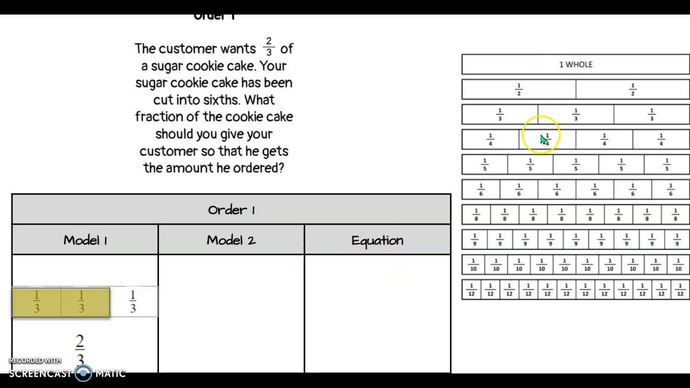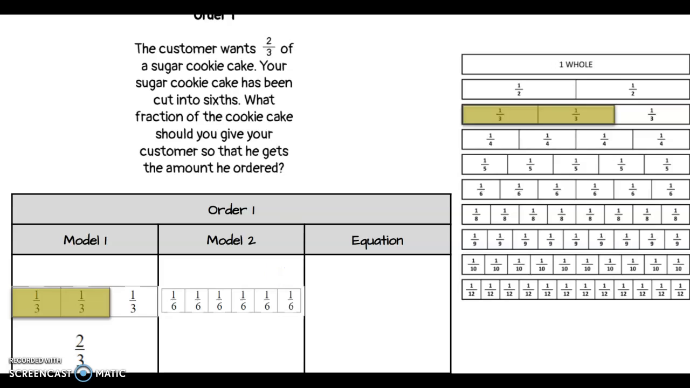Now, I brought my picture over here also to help us find that equivalent fraction. So I'm going to go ahead and color in 2/3 over here. And it tells us that the sugar cookie we have has been cut into 6ths. So that means I have to use 6ths to help me. So for model 2, I'm going to actually draw my 6ths. I'm going to go end to end, and I'm going to have my 6 equal parts. I'm going to label it 1/6, 1/6, 1/6, 1/6, 1/6, 1/6.